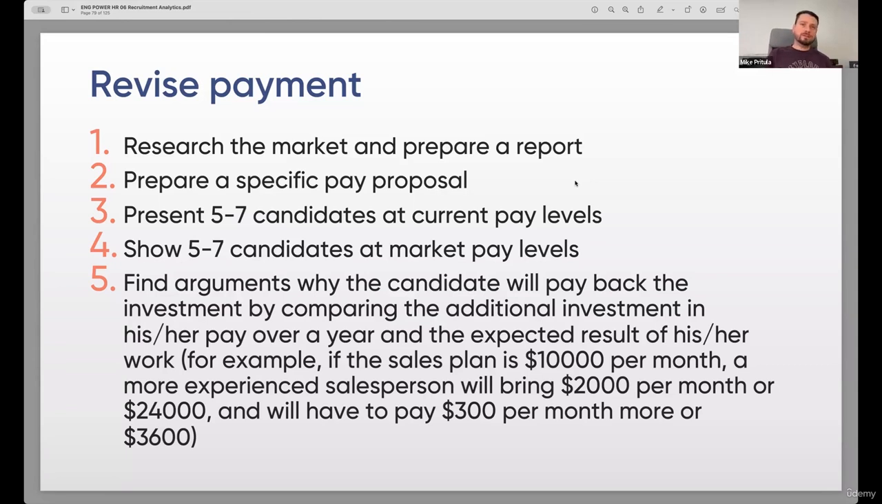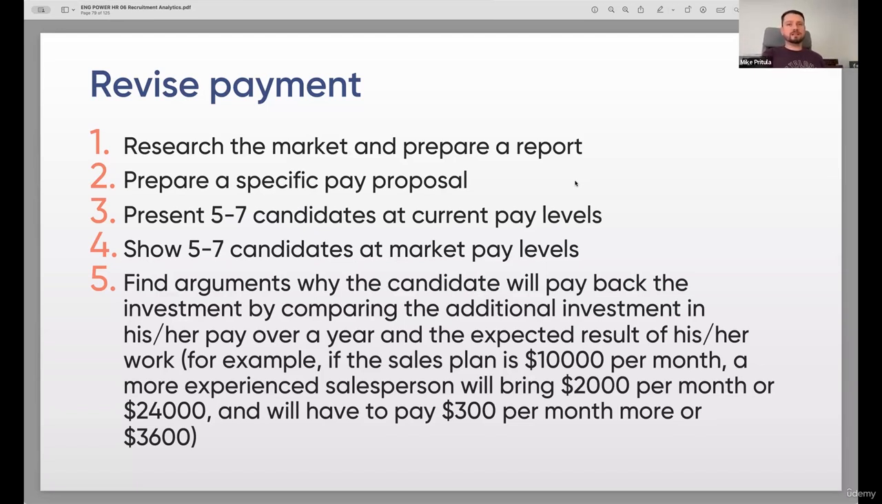Present five to seven candidates at the current pay level. They probably would be with lower requirements. And then show five to seven candidates at market pay levels, which are higher than your pay level. Find arguments why the candidates will pay back their investments by comparing the additional investment in their salary over a year and the expected result they will give.